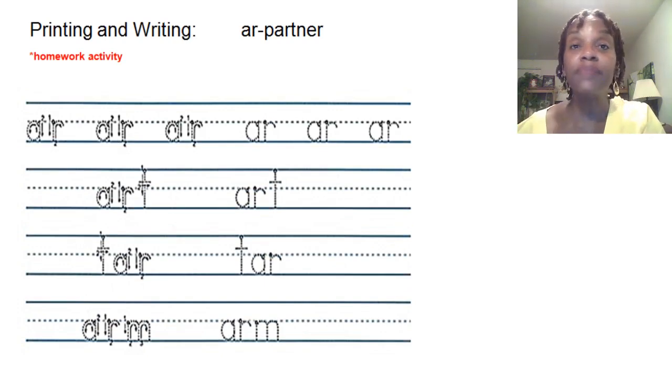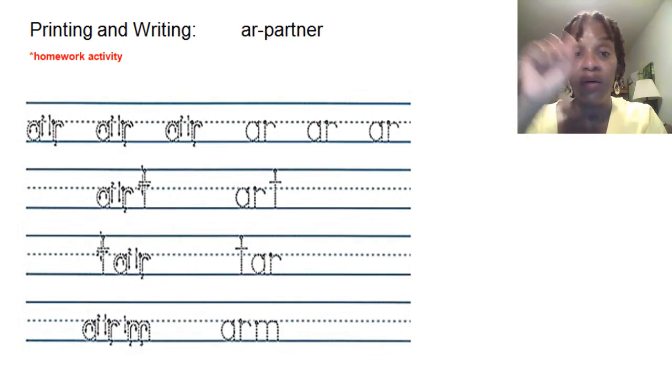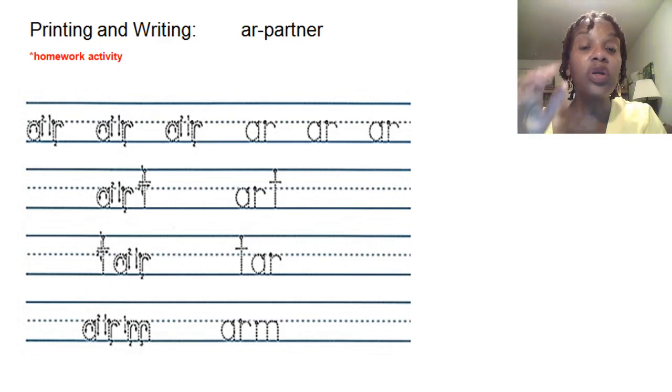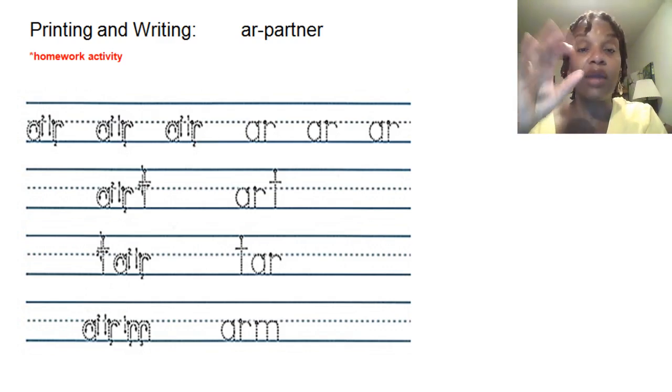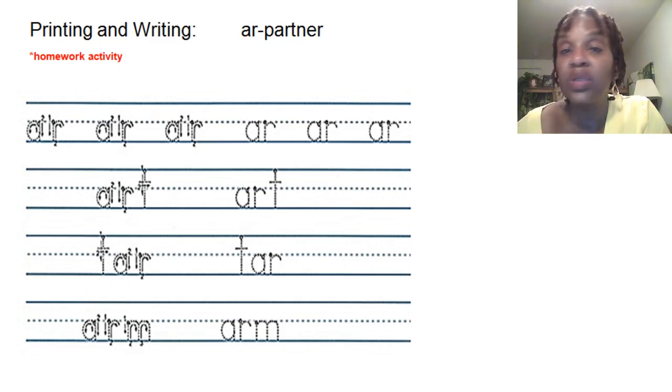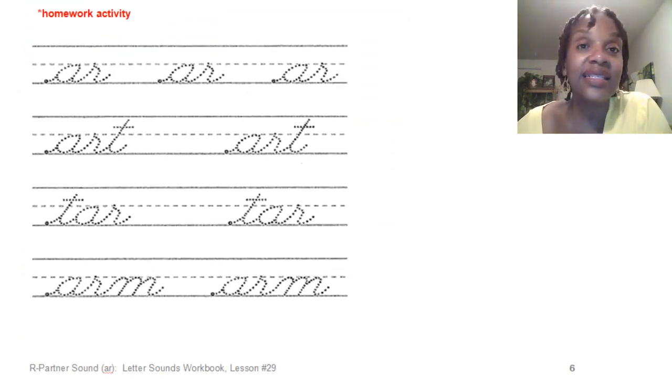This is for all 3 levels. You're going to just trace the AR partner sounds using the correct formation, and then you're going to write 3 words that have the AR partner in it. So that's for all 3 levels. But for levels 1 and 2, you're just going to take it to the next level. You're going to do the same thing all over again. Let me just center this a little bit on the page. You're just going to do it in cursive. So simple. Good job.